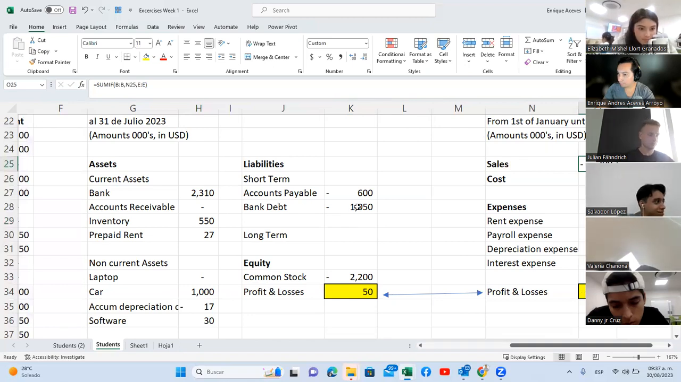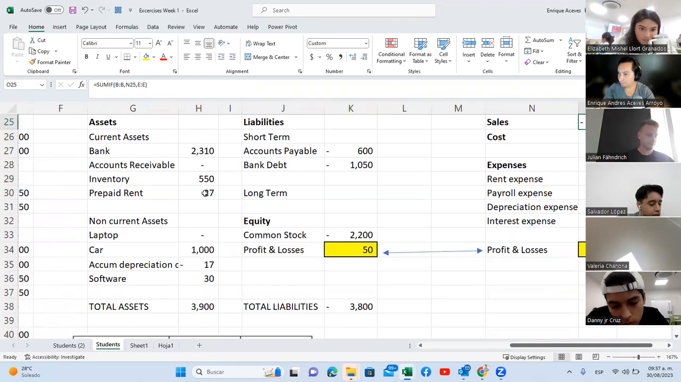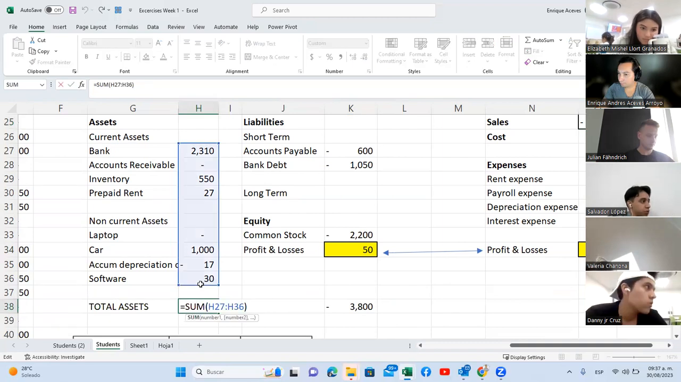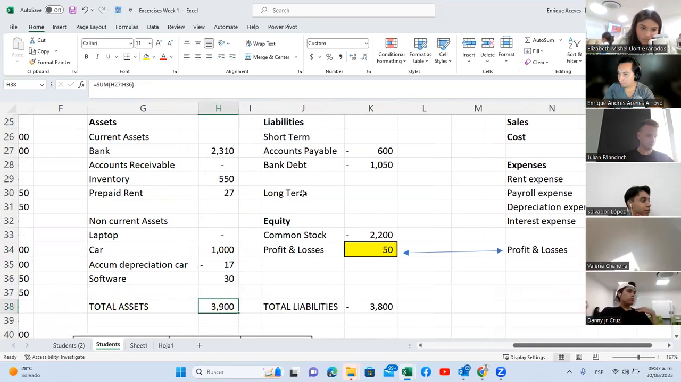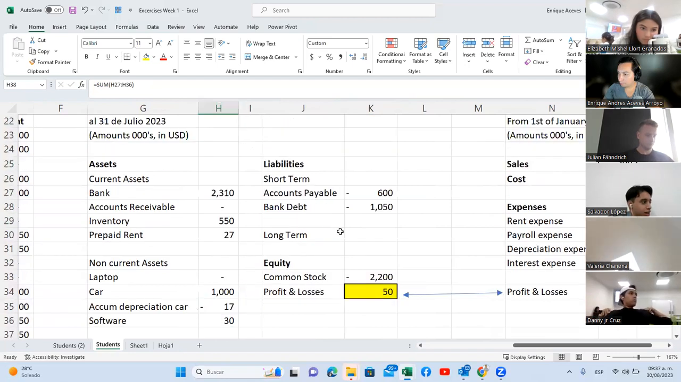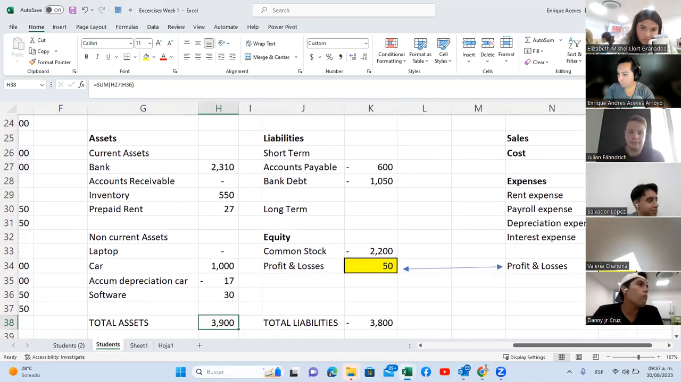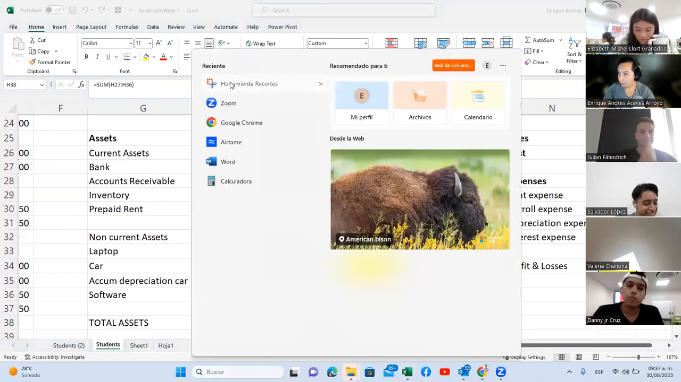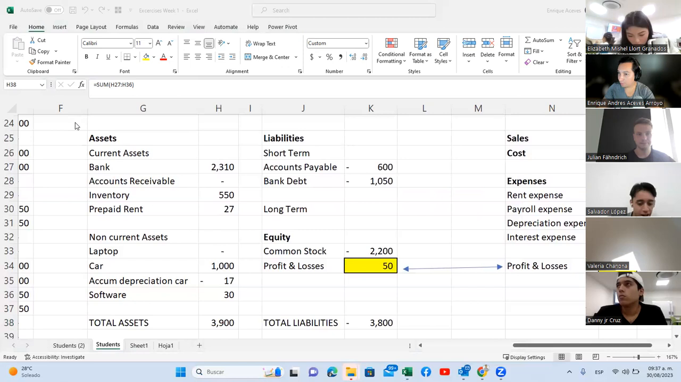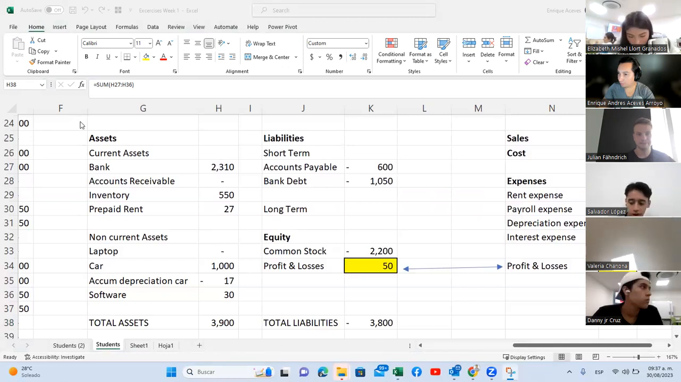Sí. Debt, common stock. Está bien ahí. Les voy a dejar esta pantallita para que puedan seguir copiando y así yo busco dónde hay una fallita, porque no nos cuadra el balance general, 3,900 contra 3,800.